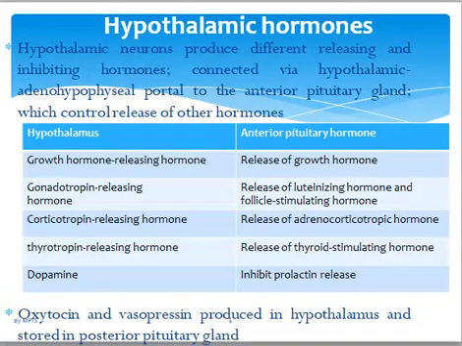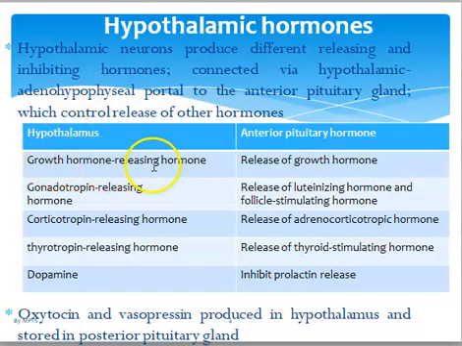Now, let's look at the hypothalamus hormones. Of course, these are secreted via the hypothalamic neurons, and most of them are either releasing or inhibiting hormones, and most of them stimulate the release of certain other hormones via the anterior pituitary gland. Now, let us look at those hypothalamic hormones.